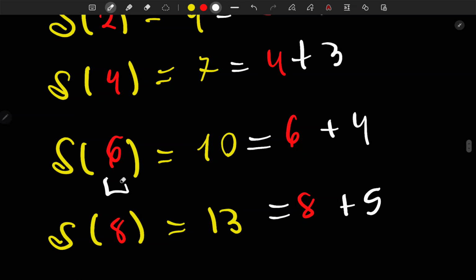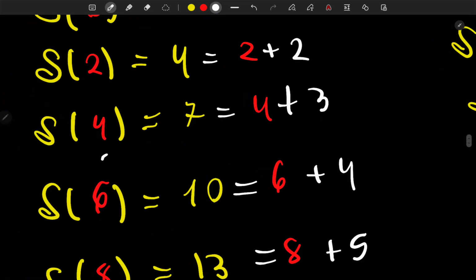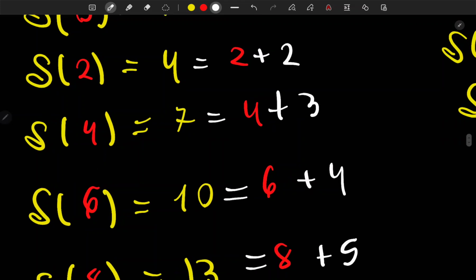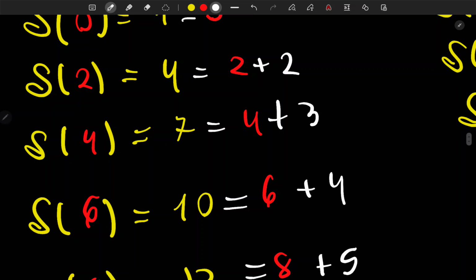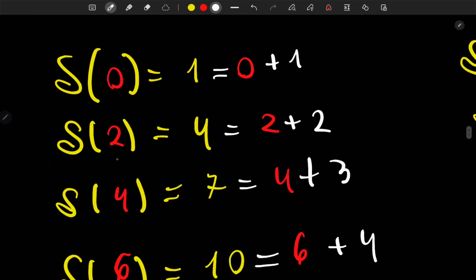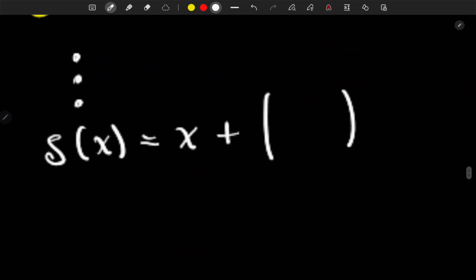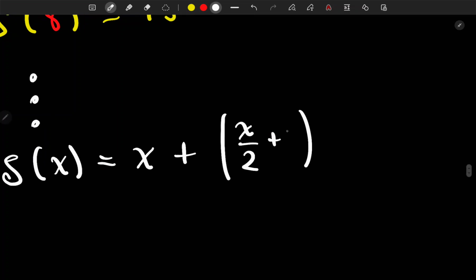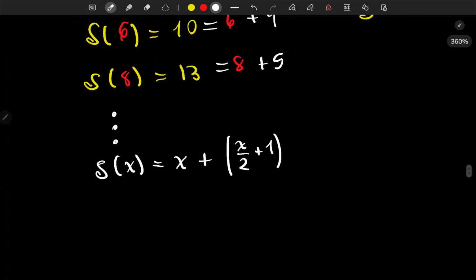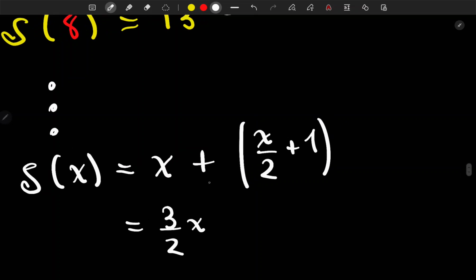If we have 6, we divide by 2, we get 3, 3 plus 1, 4, okay? We have 4, we divide by 2, and we add 1, and we get to 3, 2 plus 1, 3, okay? 2 divided by 2, 1, 1 plus 1, 2. Therefore, the rule is, we take the number, we divide it by 2, and we sum with 1, okay? This is our pattern, and we can rewrite this as 3 over 2 times x plus 1.